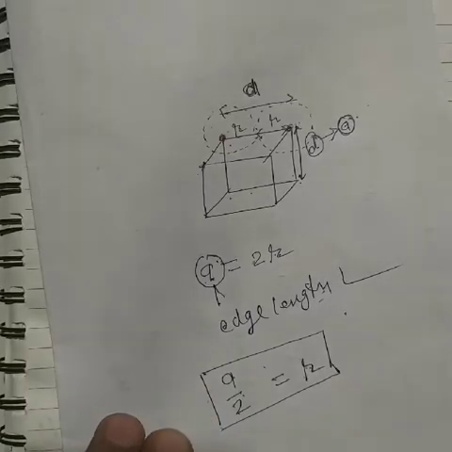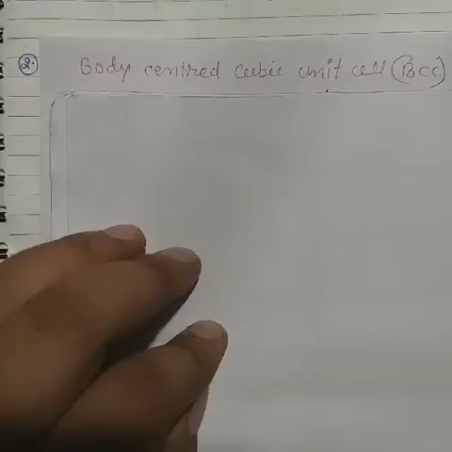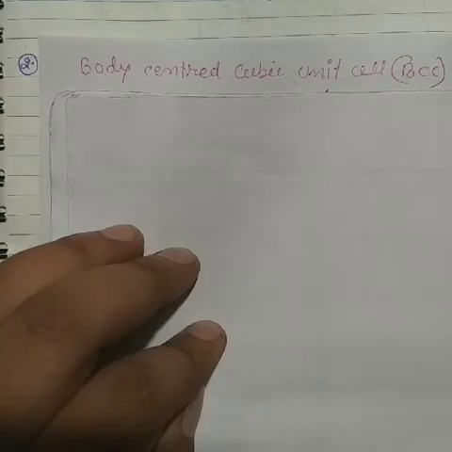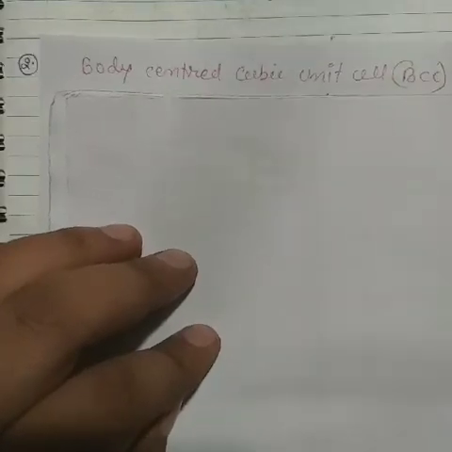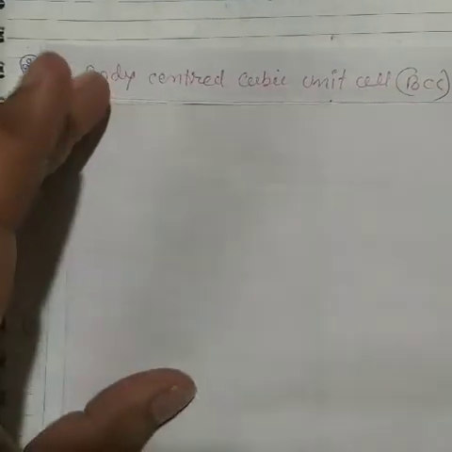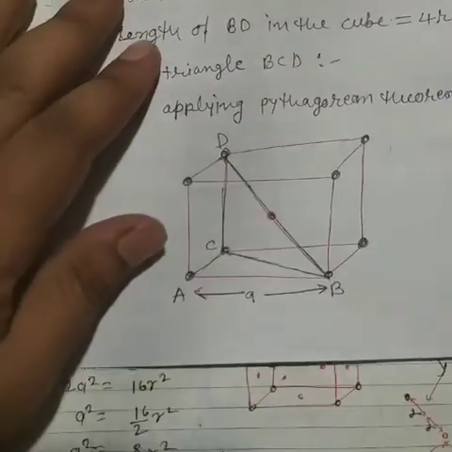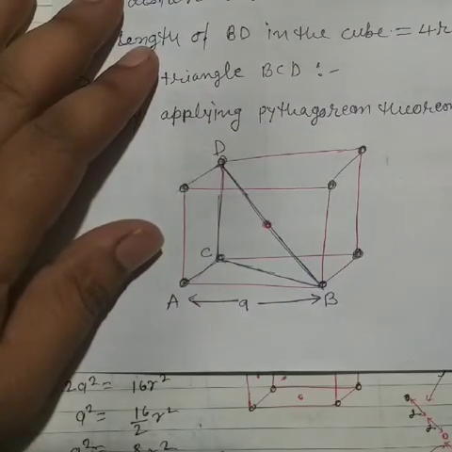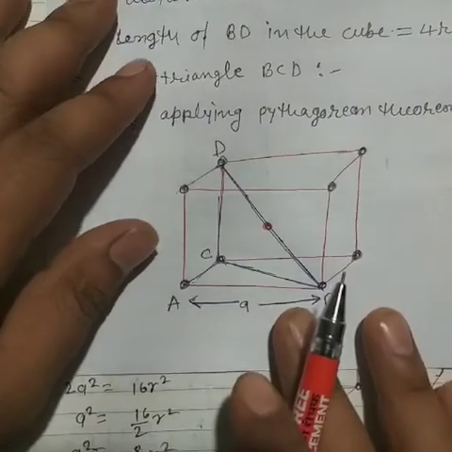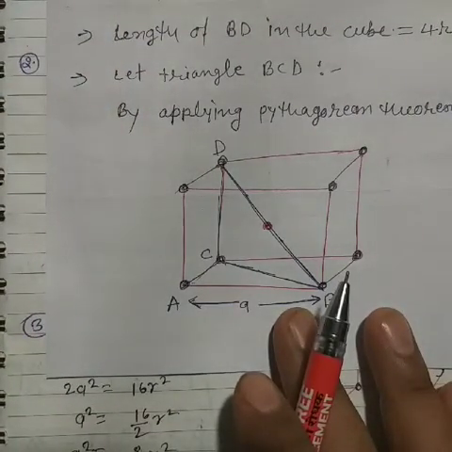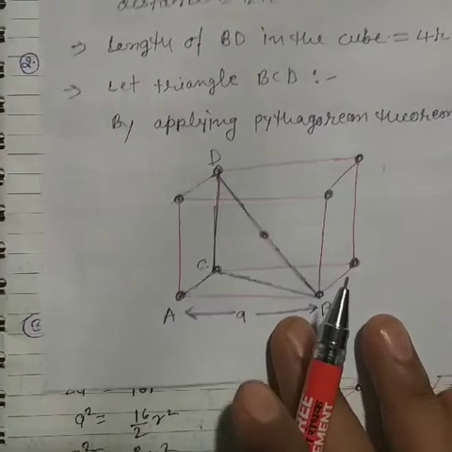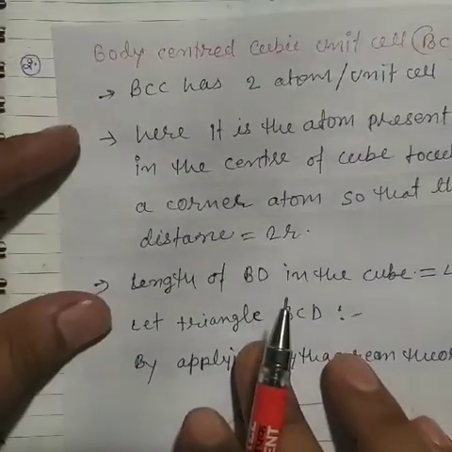So next one is BCC, which we call body centered cubic. Now, as we know, I am writing here. It is very important. See here, as we know, BCC has 2 atoms per unit cell.